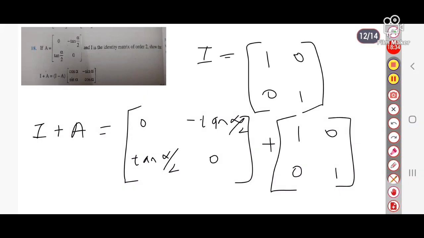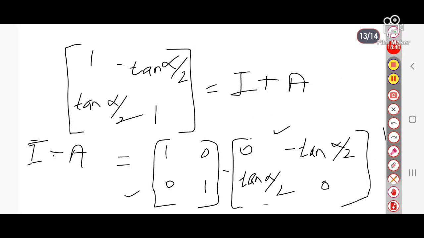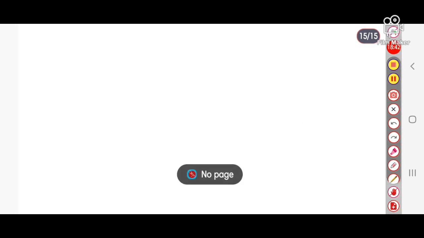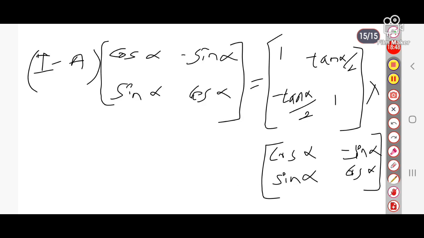So what they have asked us is to show that I plus A equal to I minus A into cos alpha minus sin alpha, sin alpha cos alpha. So just substitute it into the equation. After substituting the values which we found, I minus A, which is 1 tan alpha by 2, minus tan alpha by 2 1, into cos alpha minus sin alpha, sin alpha cos alpha, we multiply.